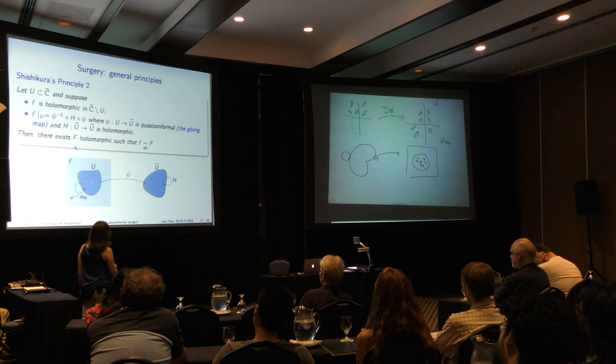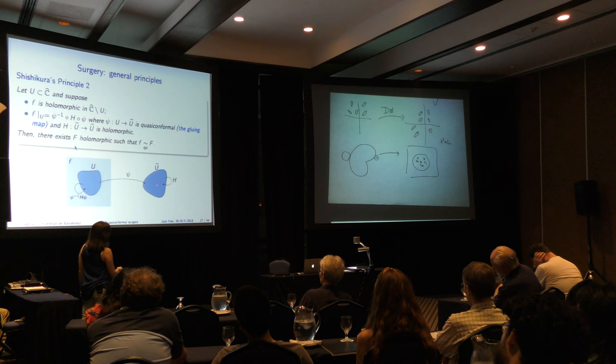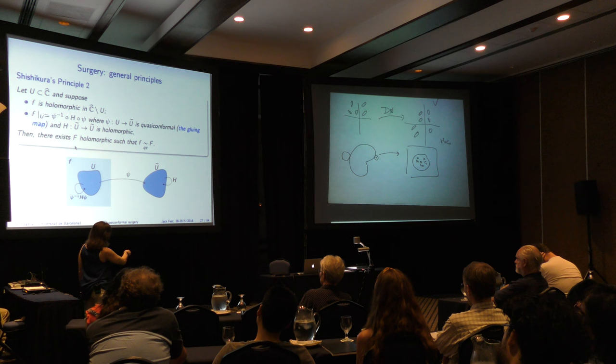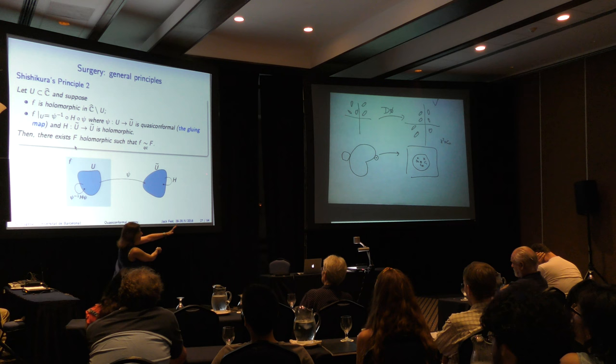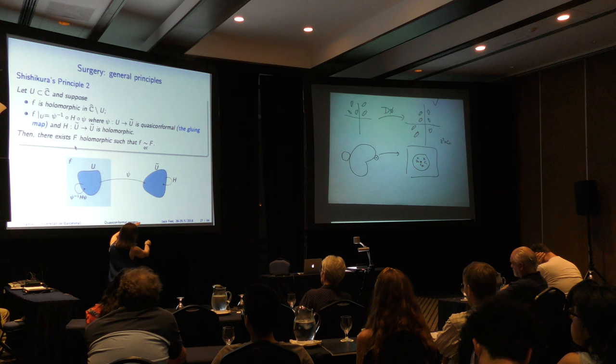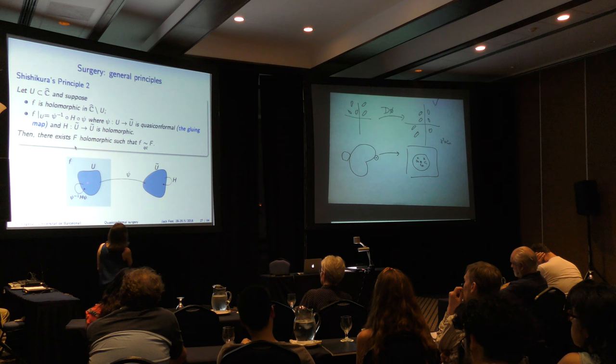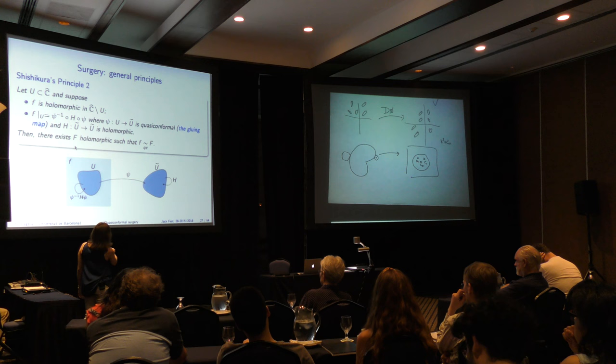You define a map here by a quasi-conformal map, going by a holomorphic map that leaves this image invariant. Okay, so H is holomorphic. Think of it in another plane, different from this. So this is my gluing map. I glue a map in here, going by phi, then going by u prime, and then going by phi minus 1. Okay? If phi is quasi-conformal and this is holomorphic, then this is realizable.